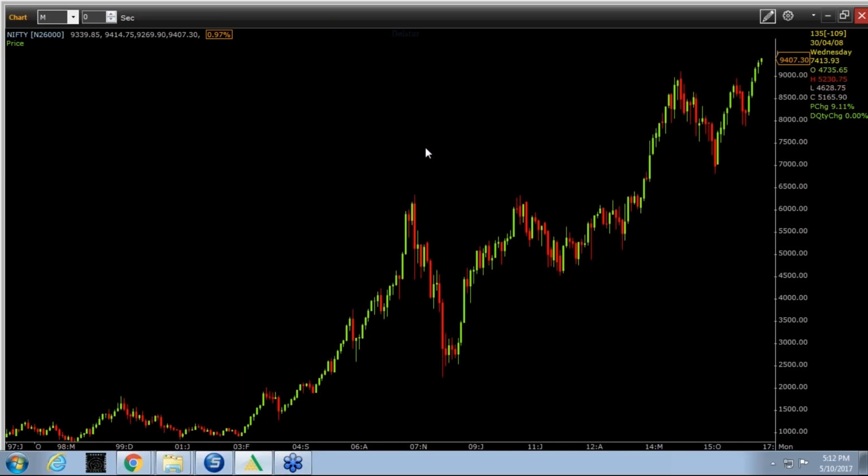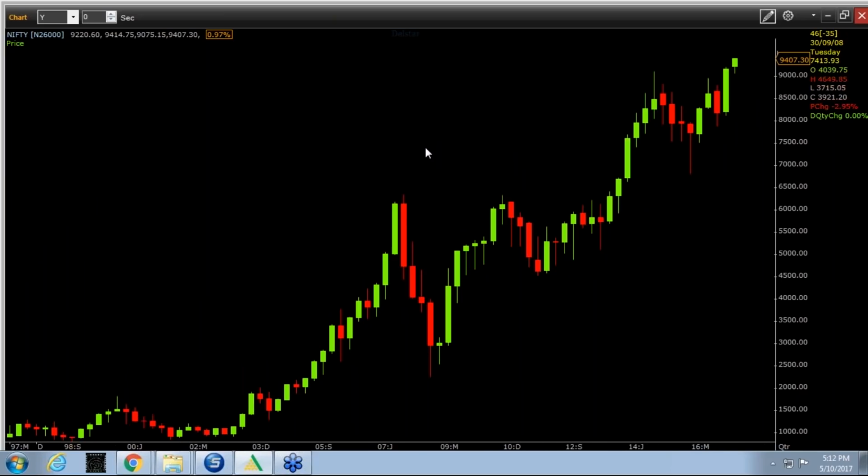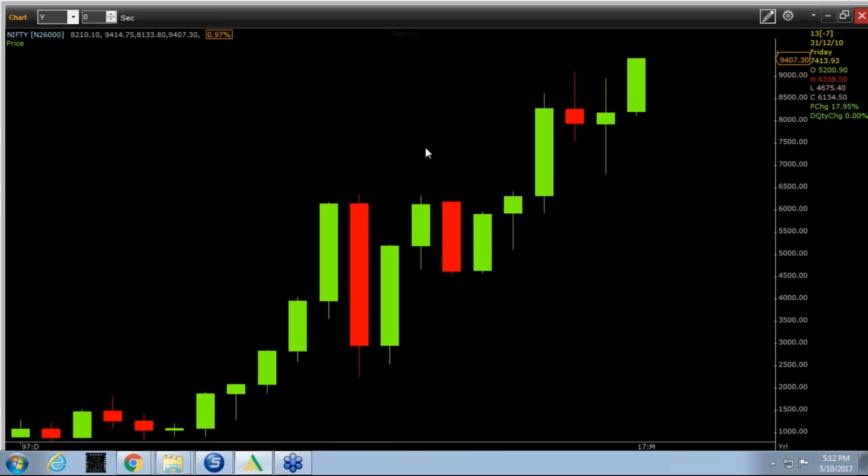If you just press a W, you get a weekly chart, and if you do an M, you get a monthly chart. If you do a Q, you get a quarterly chart. If you do a Y, you get a yearly chart. And you can see that the beauty of this is that you have this scroll window also. For Nifty, you have data from almost December 1997. So we are talking about 20 years of data.